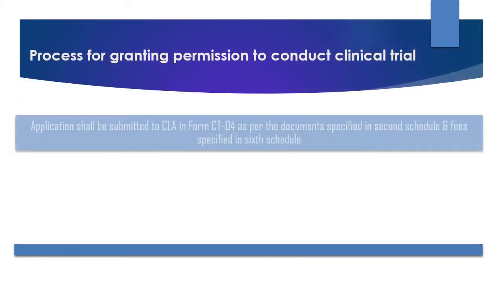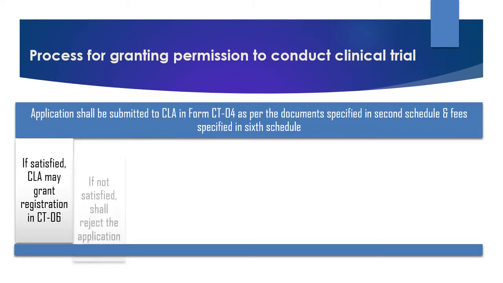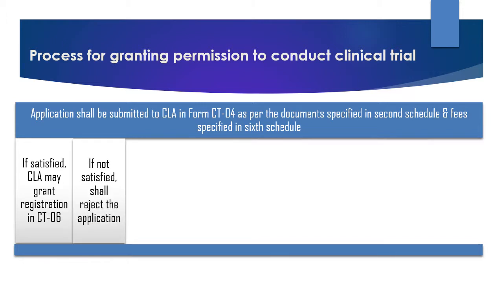Any person, institution or organization which intends to conduct a clinical trial of a new drug or an investigational new drug shall make an application to the Central Licensing Authority, duly filled in Form CT04, with the documents specified in the 2nd Schedule and fees specified in the 6th Schedule. If satisfied, the CLA may grant registration in Form CT6. If not satisfied, it shall reject the application. The decision shall be taken within 90 working days.